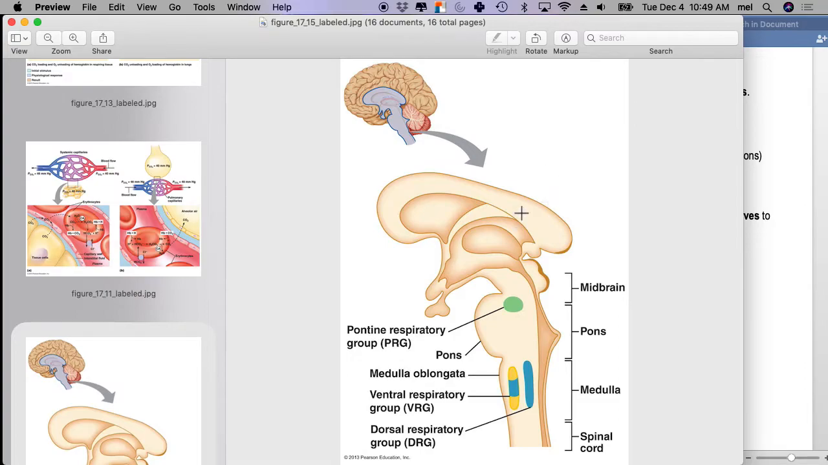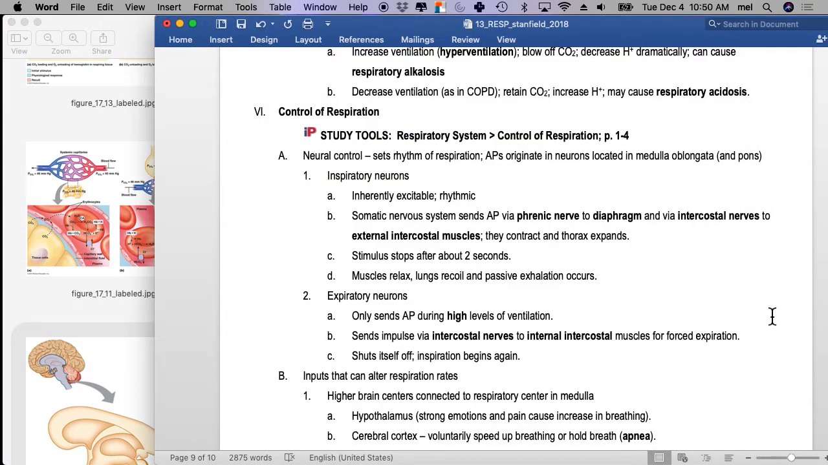Okay. So these guys right here are controlled from the medulla oblongata. So here's what happens. You have these inspiratory neurons that are located in the medulla oblongata. They are inherently excitable and rhythmic, and they send out a rhythmic action potential down to the diaphragm via the phrenic nerves, yeah? And down to the external intercostal muscles via the intercostal nerves, right? If you're talking about normal tidal breathing, they send continuous action potentials for about 2 seconds at rest. We're talking about resting tidal breathing, like when you're sleeping, for instance.